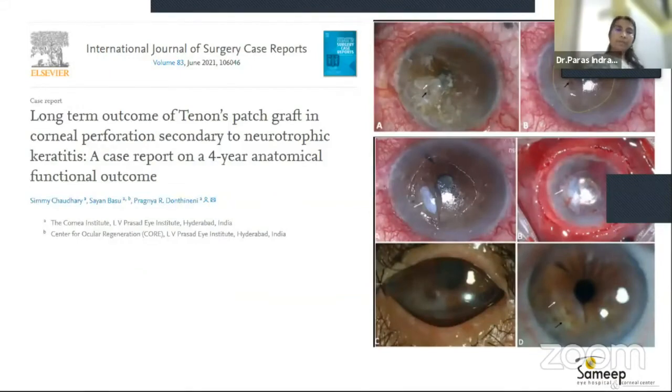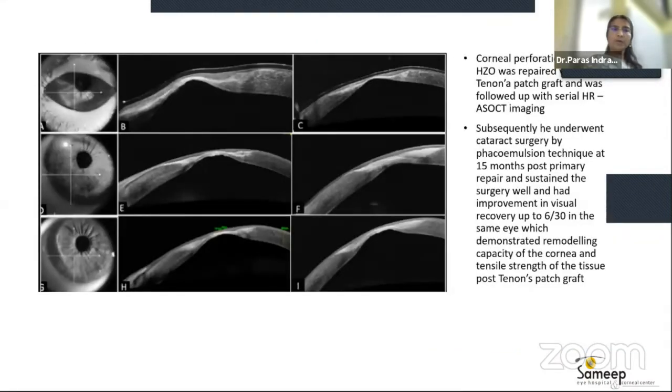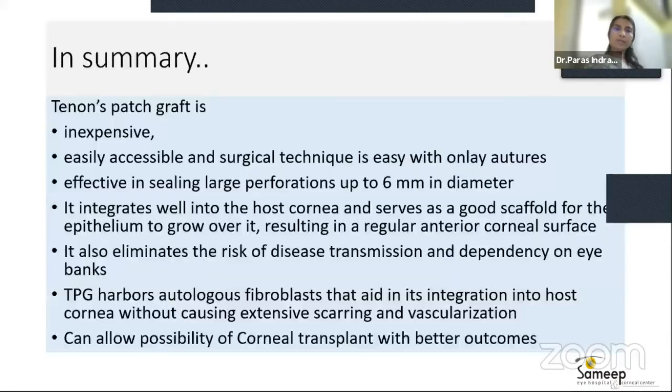Recently, a paper published by the LVPEI group has shown long-term outcome of tenons patch graft in corneal perforation secondary to neurotrophic keratitis, and they have shown serial high-resolution OCT pictures, and they did cataract surgery in the same patient post tenon graft after 15 months, and that area could sustain the pressures and dynamics of phacoemulsification. That is very heartening to learn.